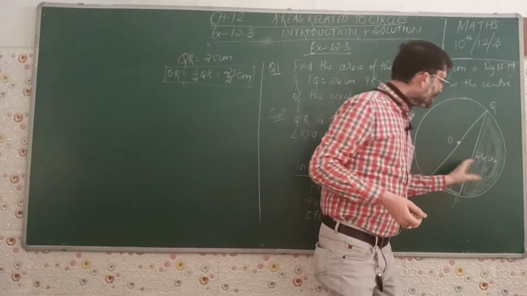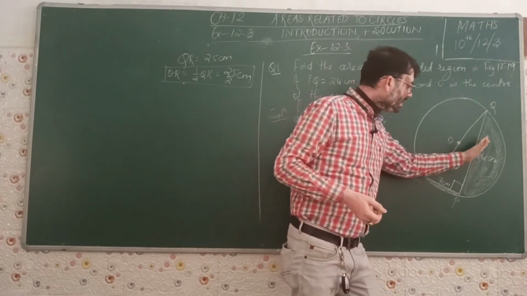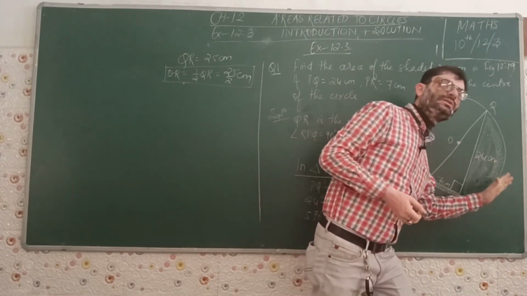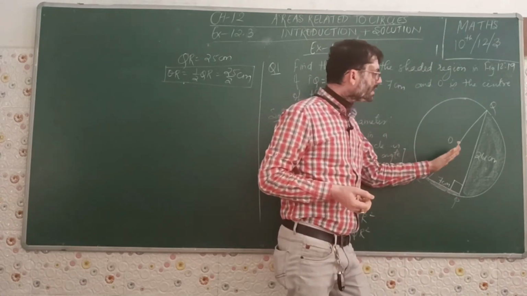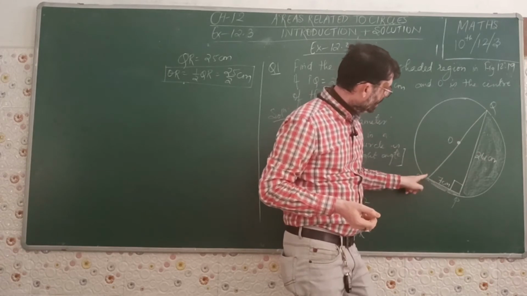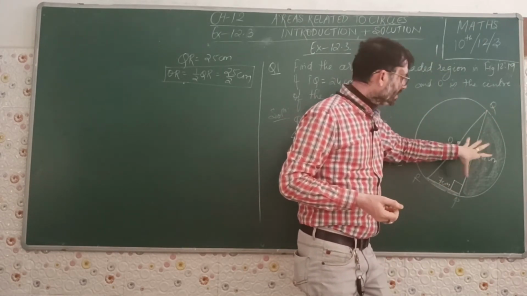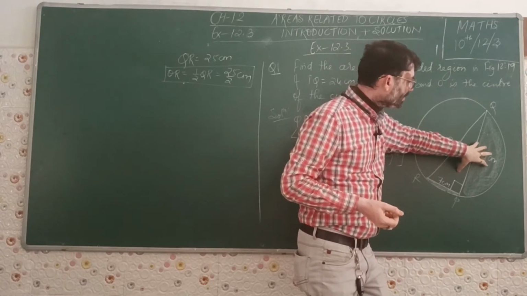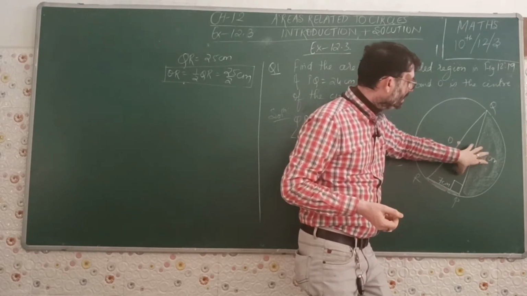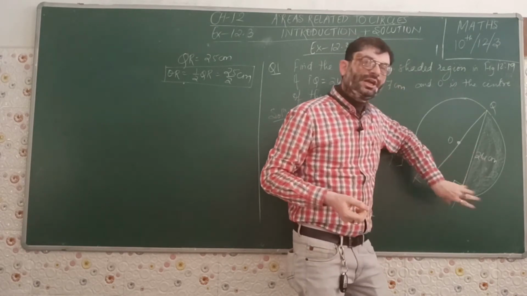The shaded region, this part and this part, lies in the semicircle outside the triangle. If you observe it very clearly, the area of the shaded region is equal to the area of the semicircle minus the area of the triangle. So in this semicircle, if you remove this unshaded part, you get the shaded part.